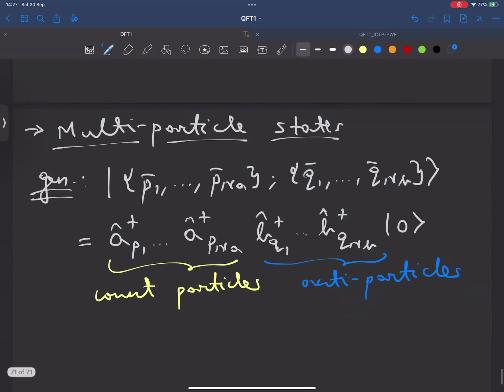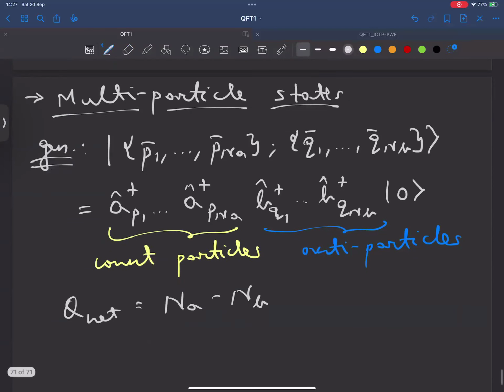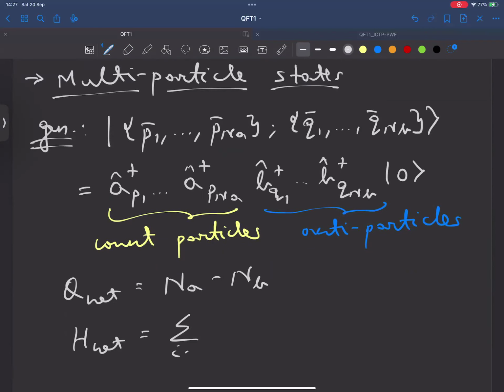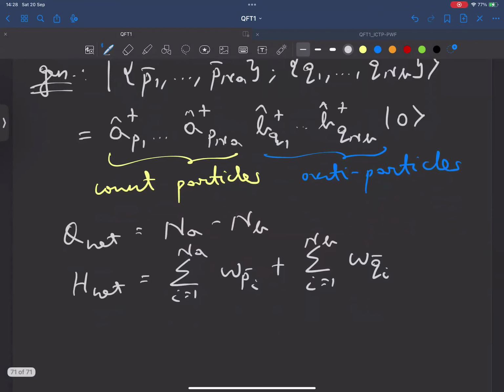So a general state in momentum space looks like this. And the net charge will just be Na minus Nb. Okay. So number of particles, because they are plus charge, and number of antiparticles, which are minus charge. And the net Hamiltonian is just the sum of energies. So these guys will have omega pi as energy and the antiparticles will have omega qi. So that's it.